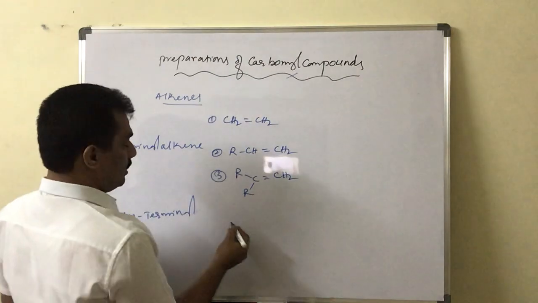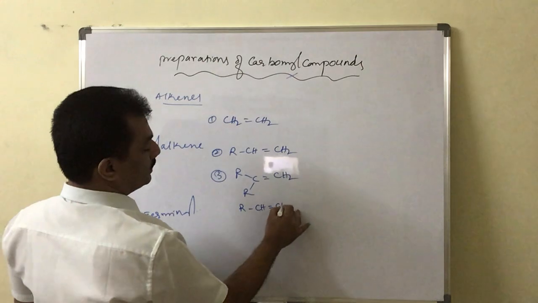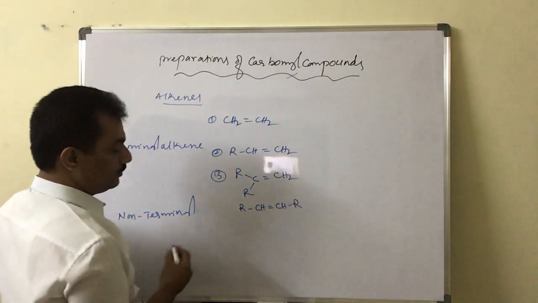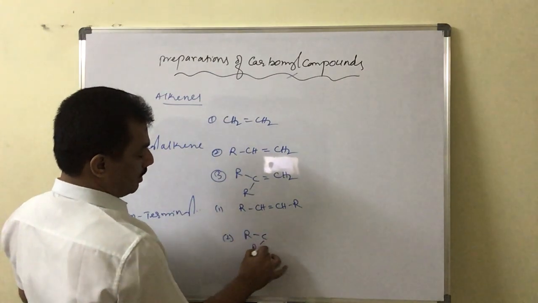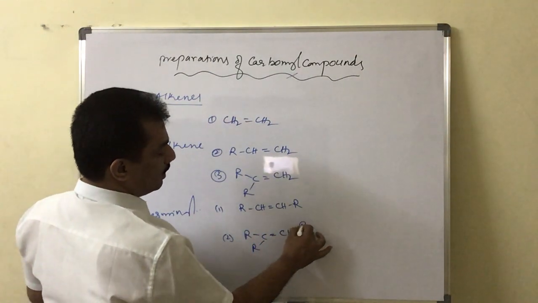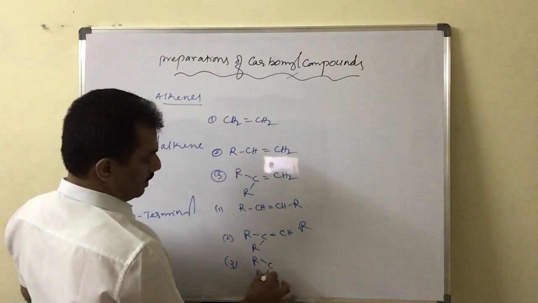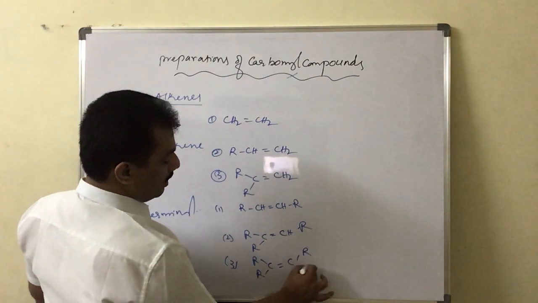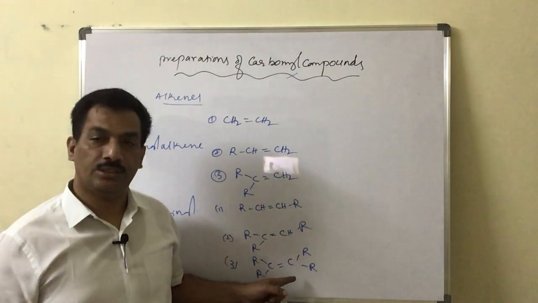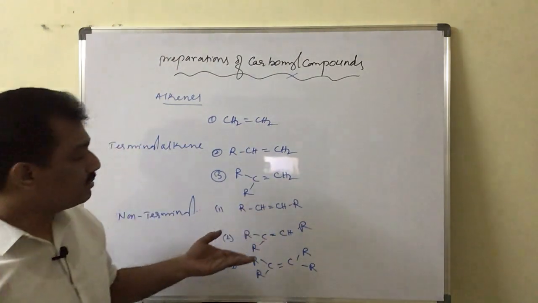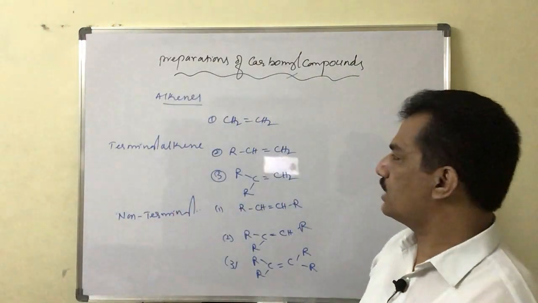And now let me give non-terminal. Non-terminal are R-CH=CH-R'. It is one kind. The second kind is R-C(R)=CH-R, and the third kind is R-C(R)=C(R)R. That means no hydrogen is present in this case. Like that, three types of terminal and three types of non-terminal alkenes are present.